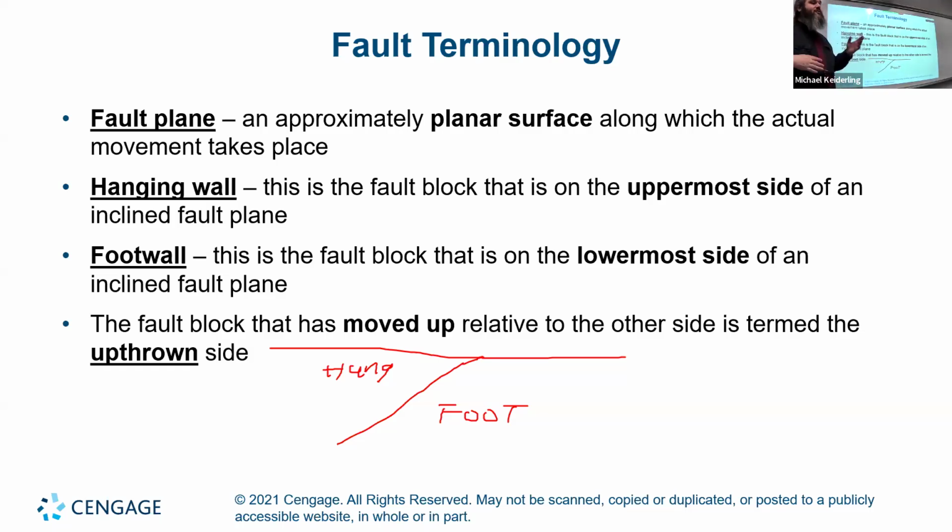The crack between the two pieces of rock is the fault plane. It's the approximately flat planar surface along which the actual movement takes place. And then the two sides of the fault are called the hanging wall and the footwall. That's because when you make a mine, one of them ends up on top, the other ends up on bottom. Amen?